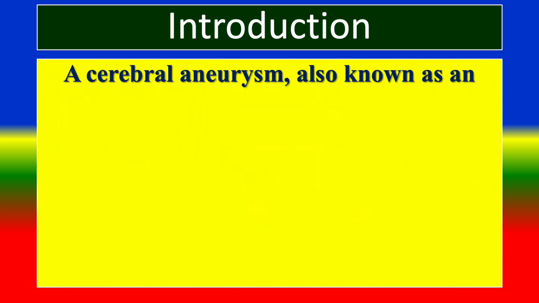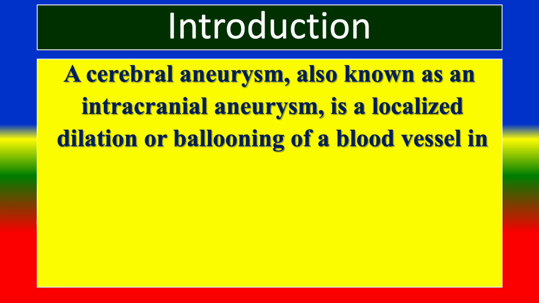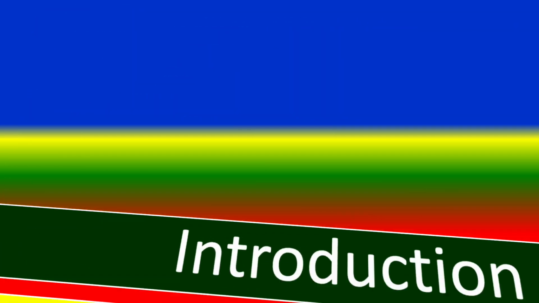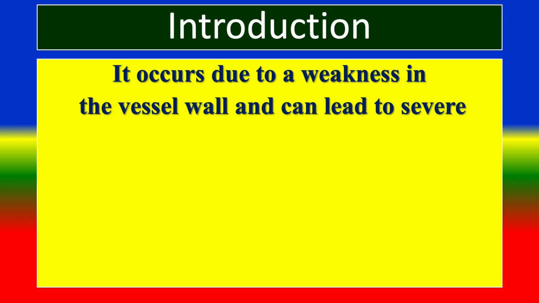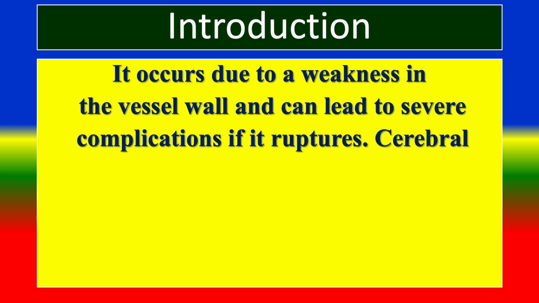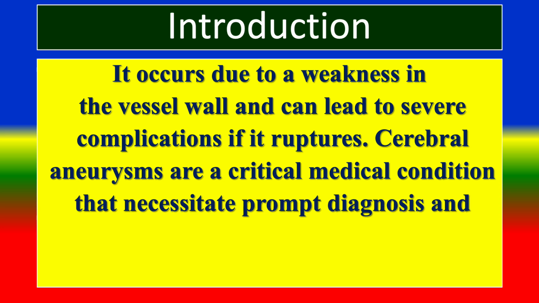A cerebral aneurysm, also known as an intracranial aneurysm, is a localized dilatation or ballooning of a blood vessel in the brain. It occurs due to weakness in the vessel wall and can lead to severe complications if it ruptures. Cerebral aneurysms are a critical medical condition that necessitate prompt diagnosis and treatment.